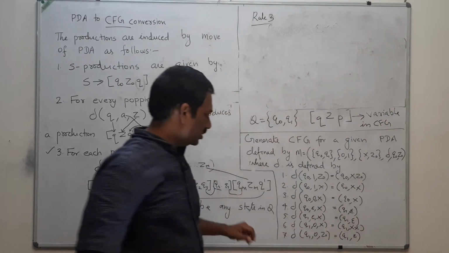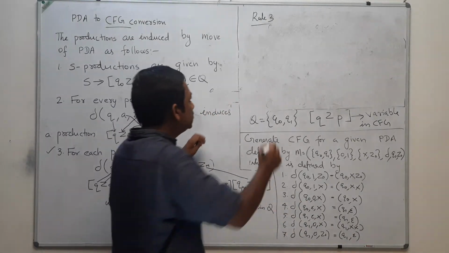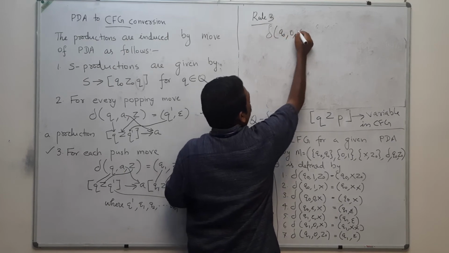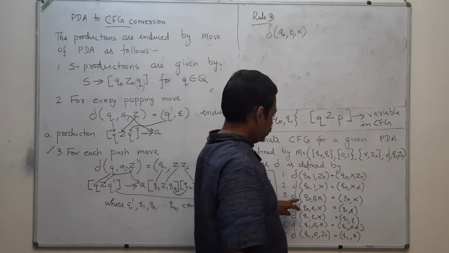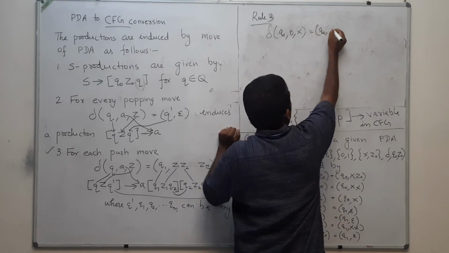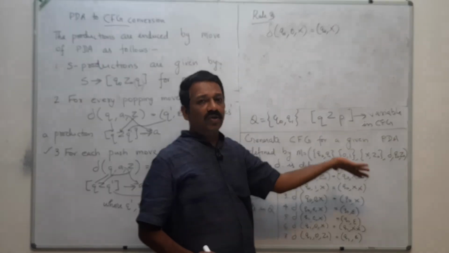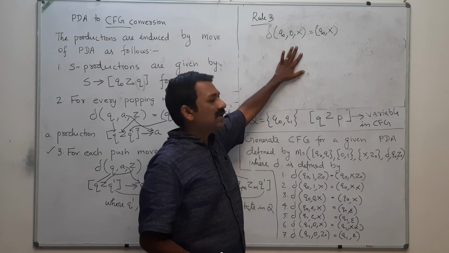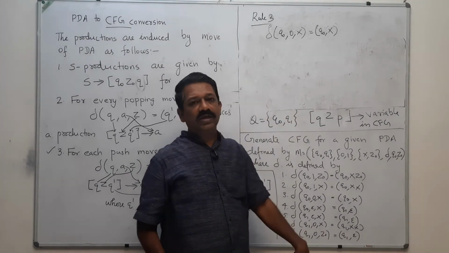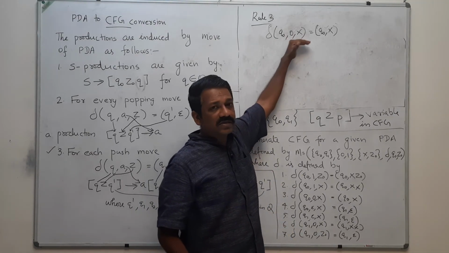We are going to consider delta of Q0 0 x is equal to Q0 x. That means you are neither pushing nor popping, but we consider this as a pushing move. Why? You are popping this x and then pushing x. That's why we are going to consider this as a pushing move.